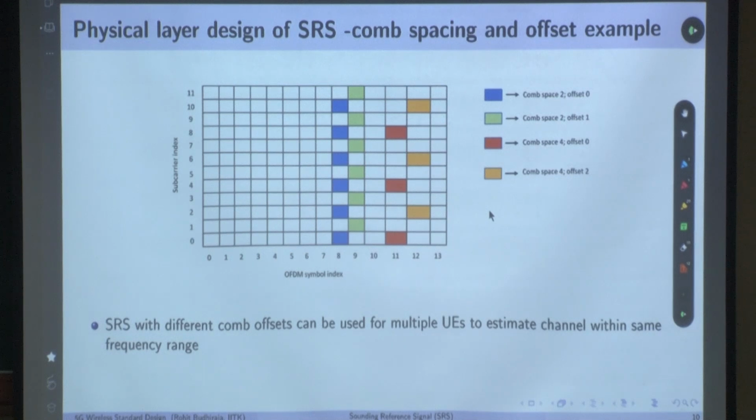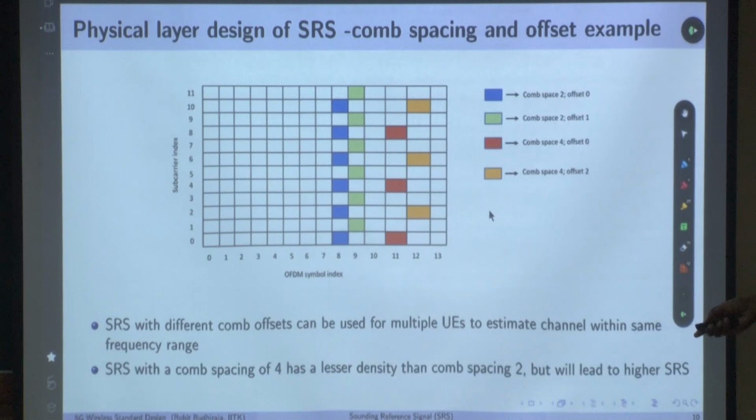So, look at this. This is the physical comb spacing and offset example. That was the example I was giving you. So, this is the comb offset, this is one comb being used for user blue, this is another comb being used for user green. That is what we said, that for this kind of comb you can multiplex 2 different users. So, that is what is happening.